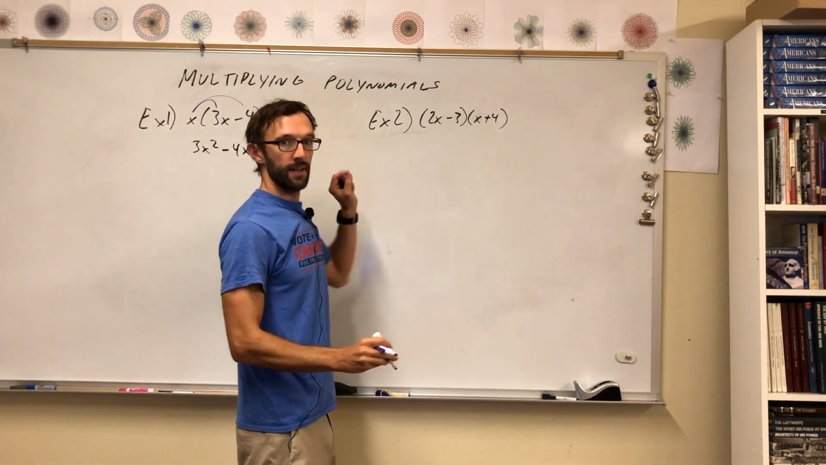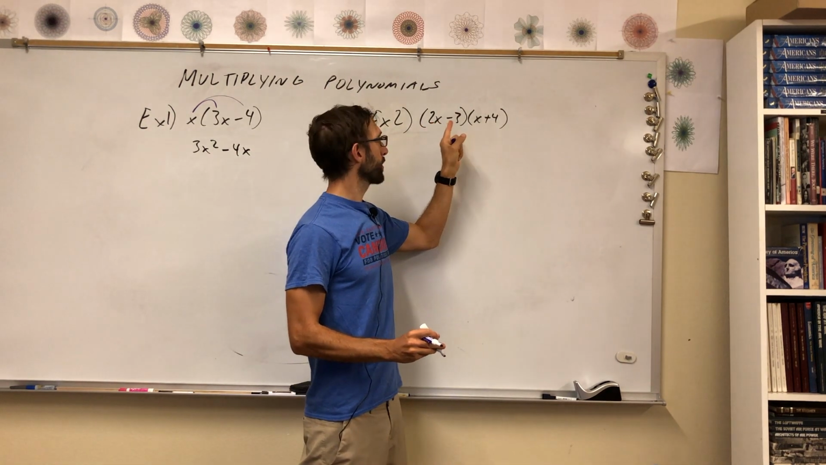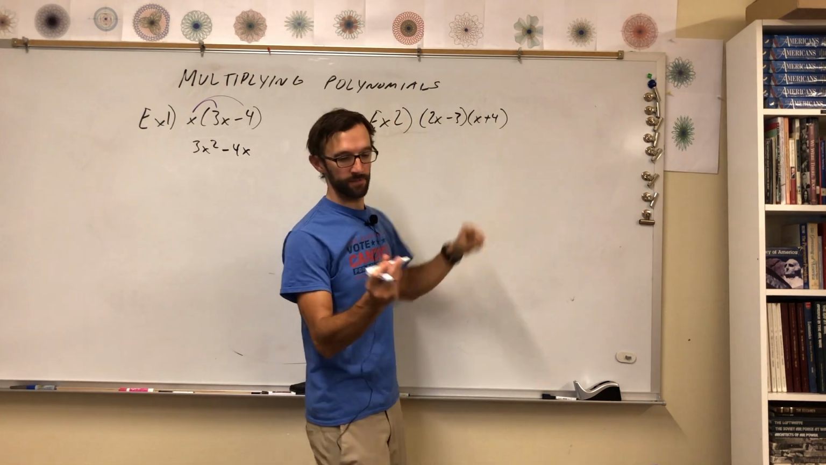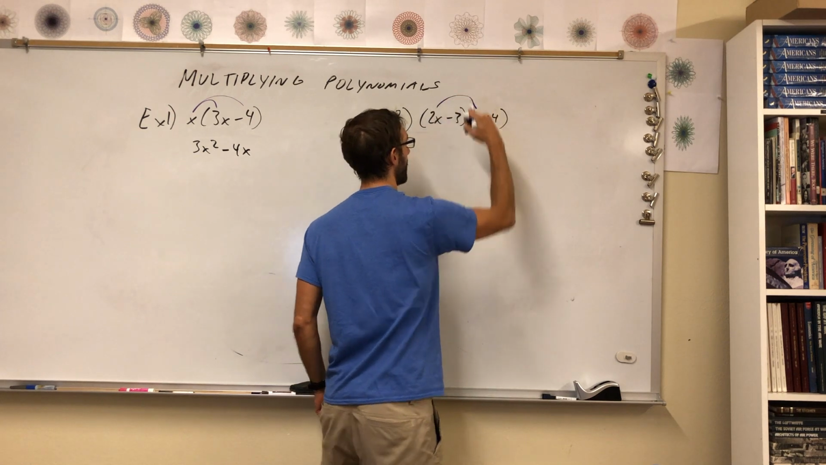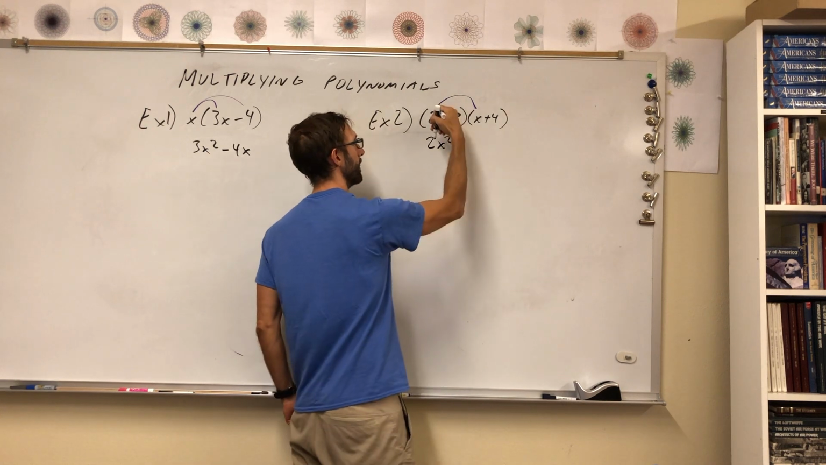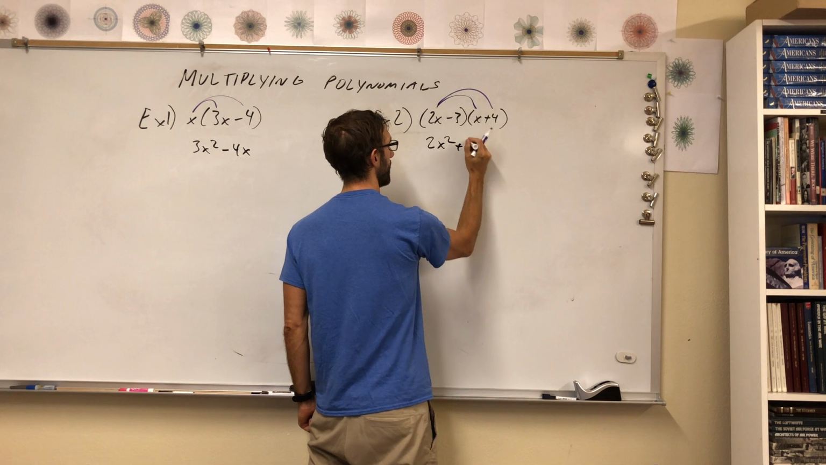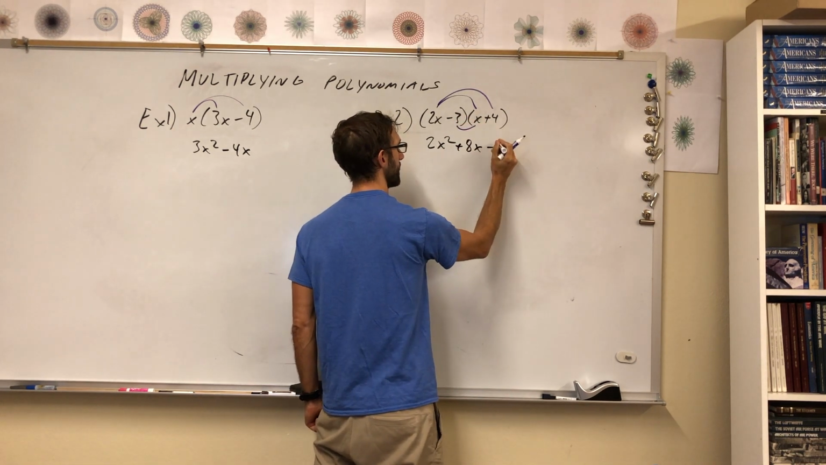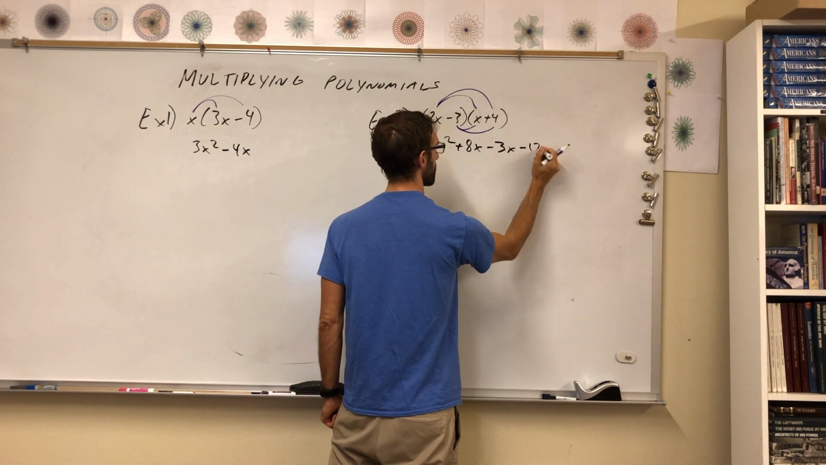Same idea as we're distributing, but what we're doing is we're distributing each term in the binomial to each term in the other binomial. So that looks like this. 2x times x gives 2x squared, and then 2x times 4 is plus 8x, and then negative 3 times x is negative 3x, and then negative 3 times 4 is minus 12.